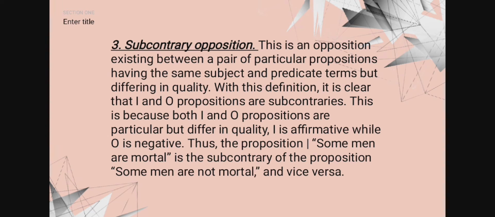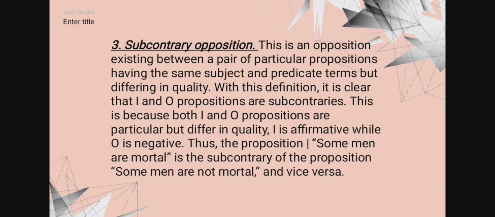Number 3, subcontrary opposition. This is an opposition existing between a pair of particular propositions having the same subject and predicate term but differing in quality. And this is the opposition, pagsalungat sa pagitan ng isang pares that same in predicate pero magkaiba ng quality. With this definition, it is clear that I and O propositions are subcontraries. This is because both I and O propositions are particular but differ in quality. I is affirmative while O is negative.